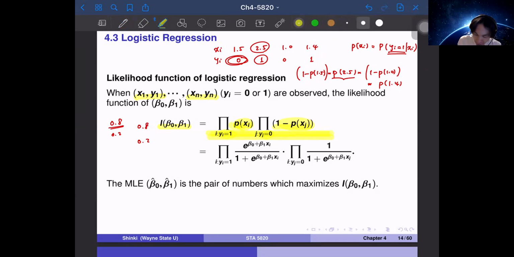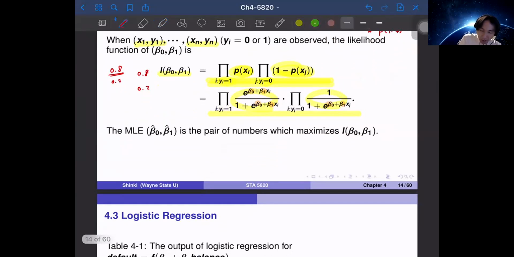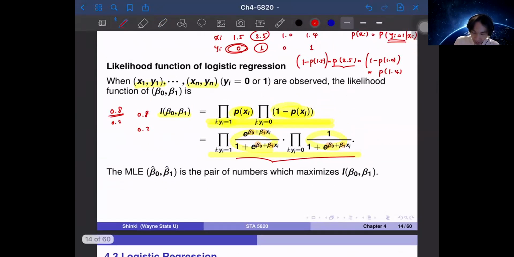If we write this down, the p of xi is this term, and 1 minus p of xi is this term. Basically, we have to maximize this quantity by optimizing beta naught and beta 1. We maximize this function with respect to beta naught and beta 1. And that cannot be done simply; we have to use some computational method, a numerical method, to optimize it.